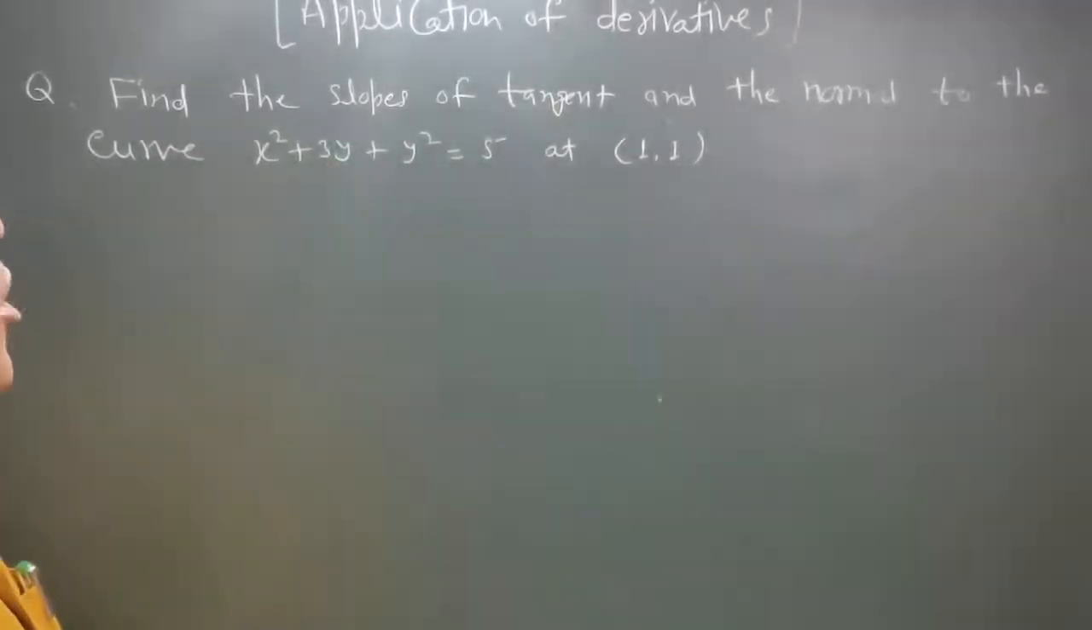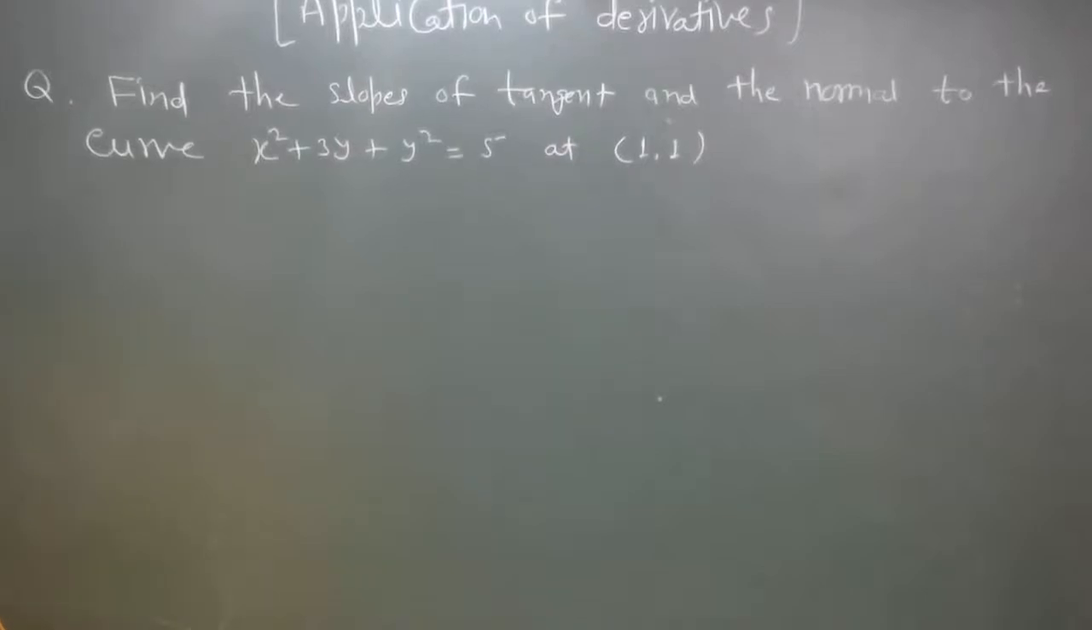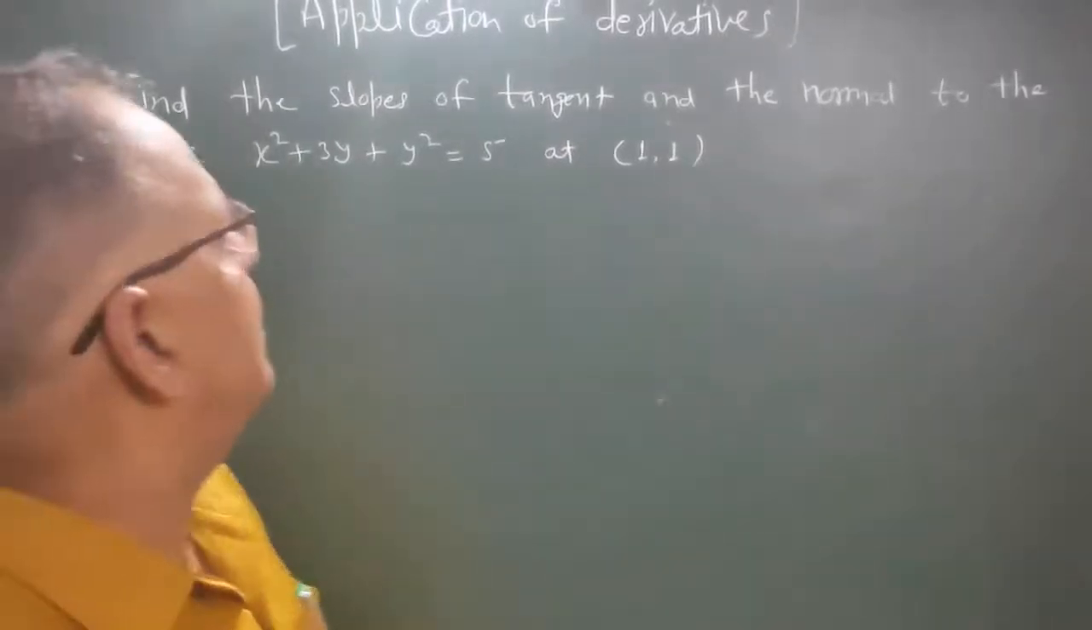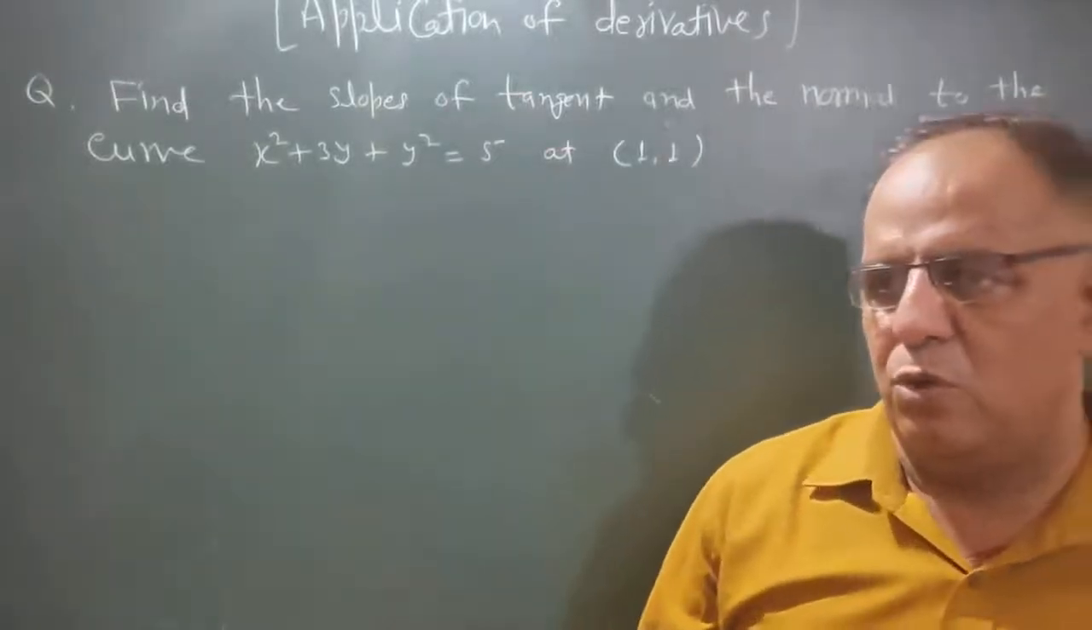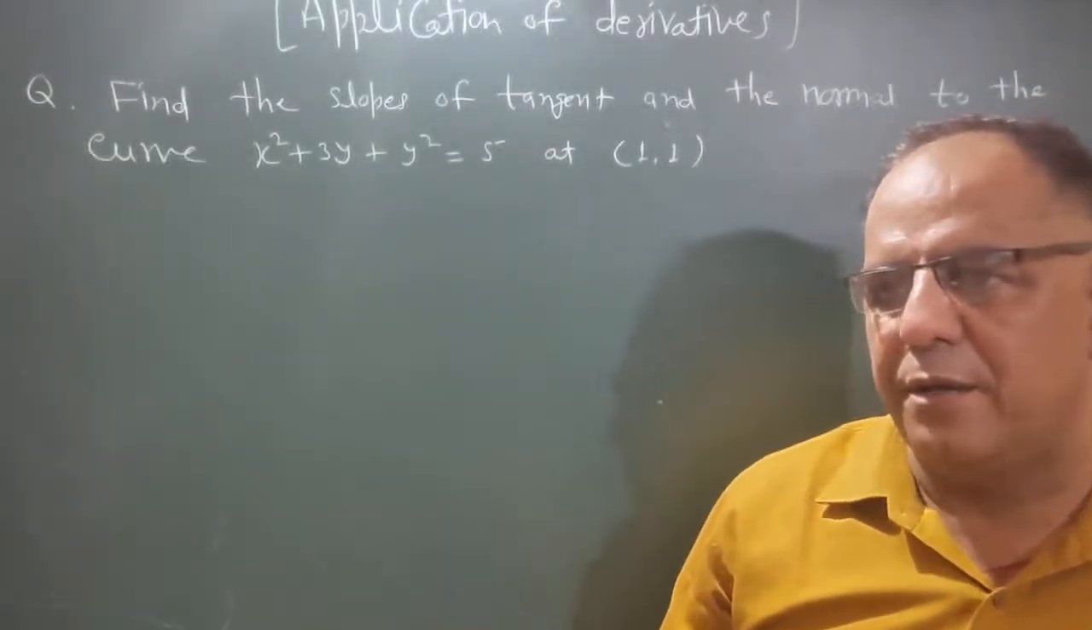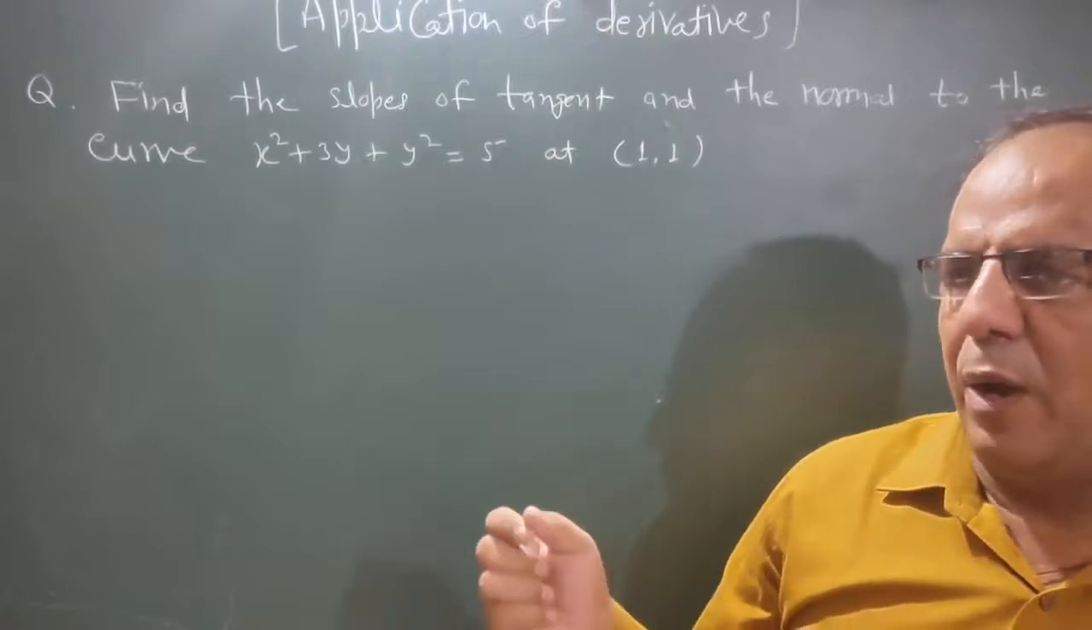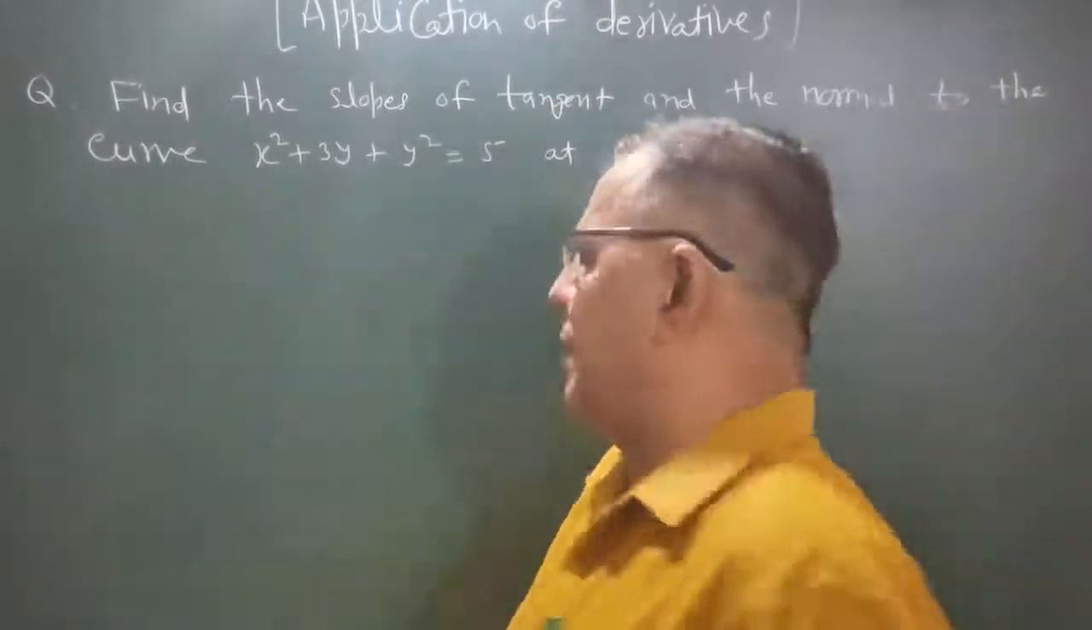Now I am taking a problem based on tangent and normal. Find the slopes of the tangent and the normal to the curve x square plus 3y plus y square equal to 5 at the point (1, 1). So first we find the derivative of y with respect to x from the given curve.